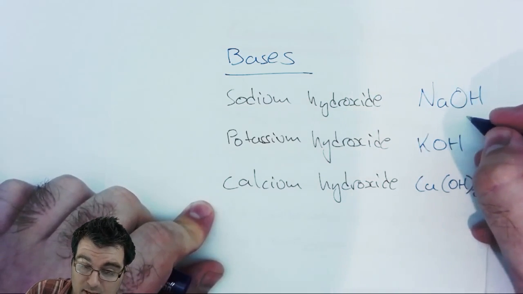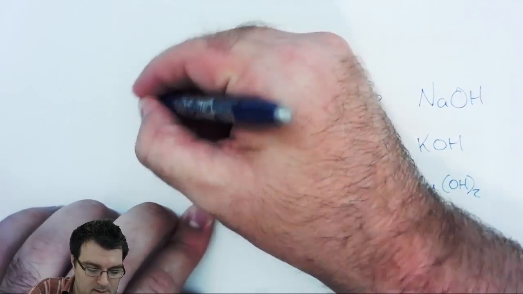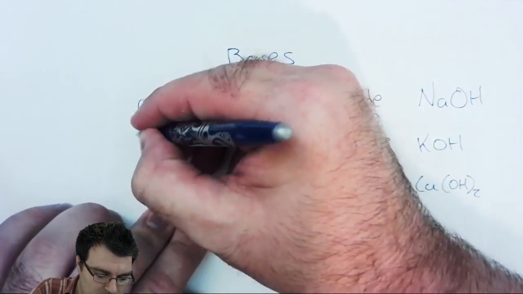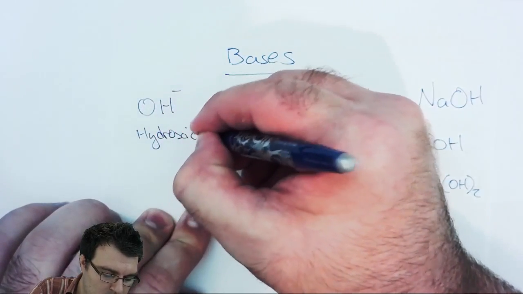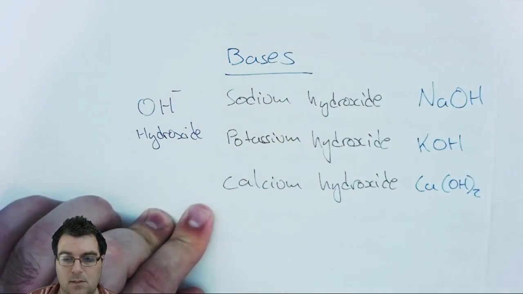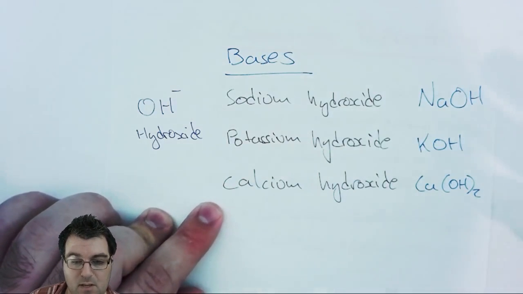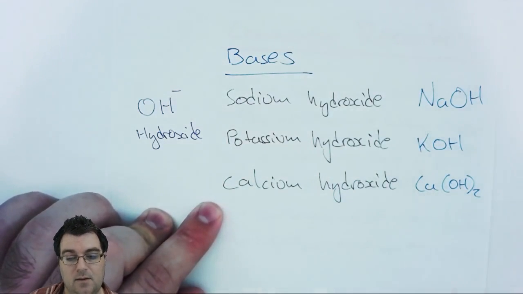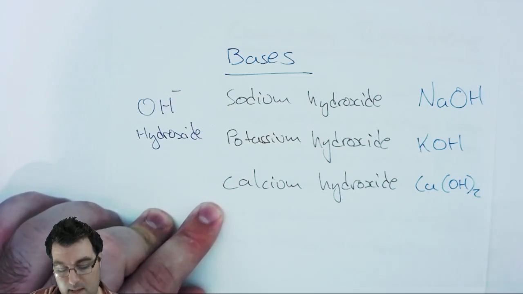Now, in each case here, remember that with a base, we're actually after a hydroxide ion when we talk about the chemistry of a base and the ability to release a hydroxide ion to accept that donated hydrogen ion from the acid.